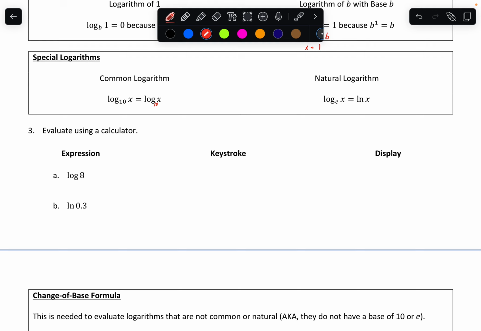That is going to be 0.90308. If it doesn't tell you how many decimal places, I usually like 2 or 3 decimal places, but you can do what makes sense there.